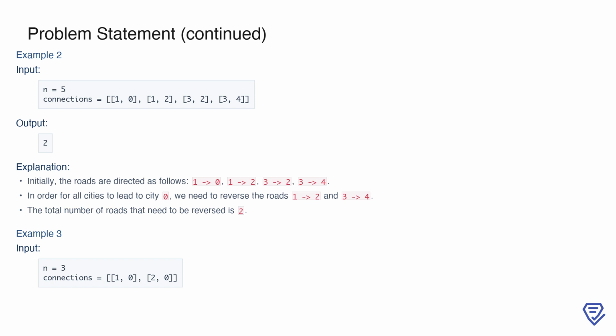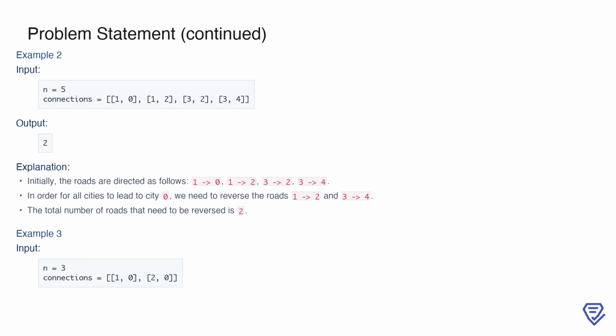Here's another example with n equal to 5. The initial connections represent roads directed as follows: 1 to 0, 1 to 2, 3 to 2, and 3 to 4. To ensure all paths lead to city 0, we need to reverse the roads 1 to 2 and 3 to 4. After these reversals, every city is connected to city 0. The total number of roads that need to be reordered in this case is 2. This example highlights the importance of carefully analyzing the road directions and determining the minimum changes necessary to achieve the objective.